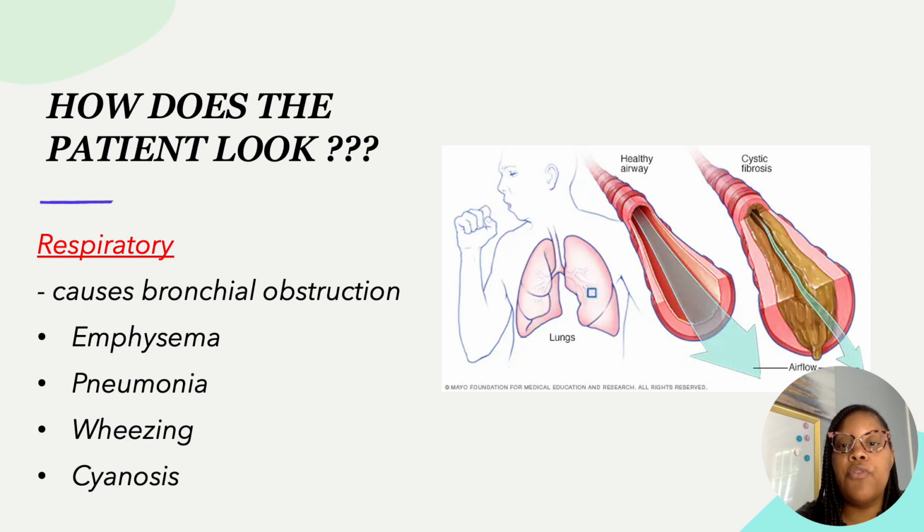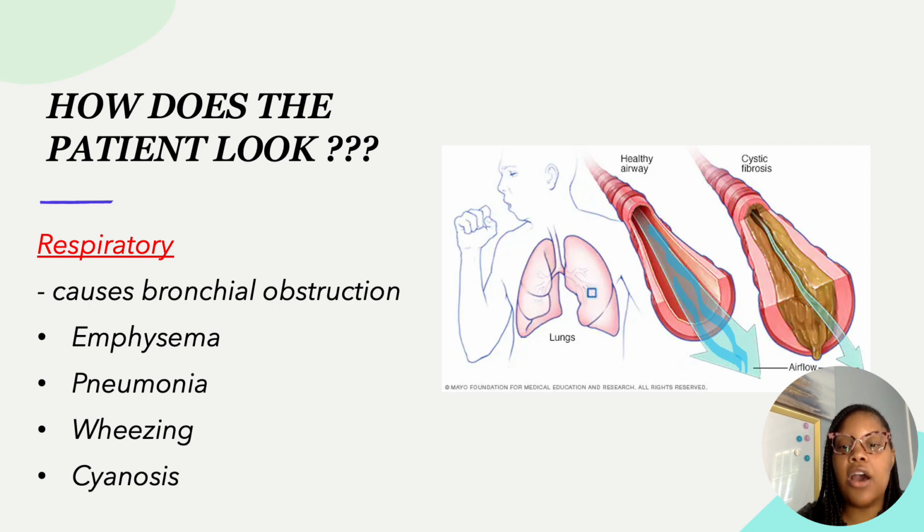The diagram we have over here. So this is our healthy airway, and these are our bronchioles, right? We see how this bronchiole is clear. So guess what? Air is able to flow as it needs to. You see how wide it is? And air is able to go where it needs to go.